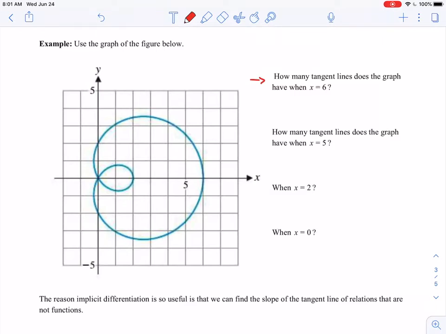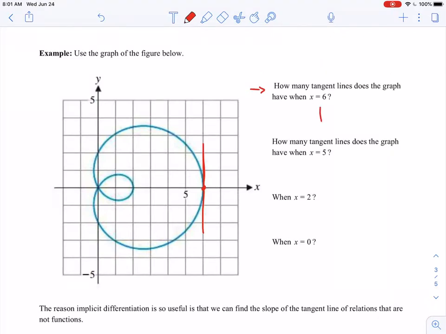First says, how many tangent lines does the graph have when x equals 6? So if I go to x equals 6 right here, well, there's only 1 point. I'm going to have one tangent line. I can actually just sketch that in. I've got a vertical tangent line, but it's a tangent line. So how many tangent lines does the graph have when x equals 6? Well, I've got 1 there.